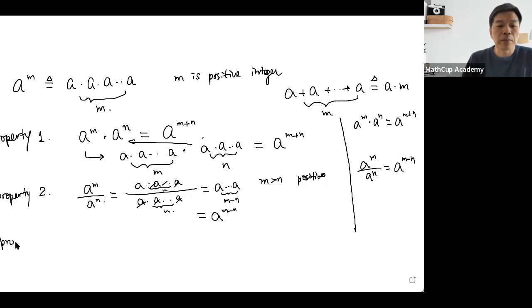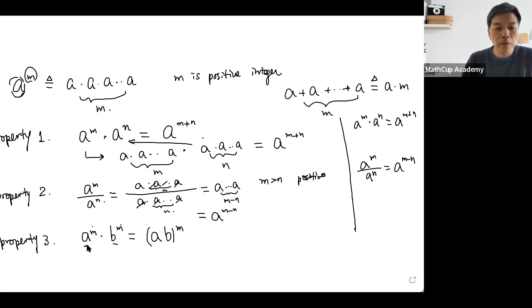Okay, property number three. How about a to the power m times b to the power m? Now, in this power definition, a is called the base, and m is called the exponent. So properties 1 and 2 are basically saying the bases are the same and have different exponents, and how we're going to operate on the exponents. Here, property 3 is where the bases are different and the exponents are the same. This is going to equal ab to the power m.